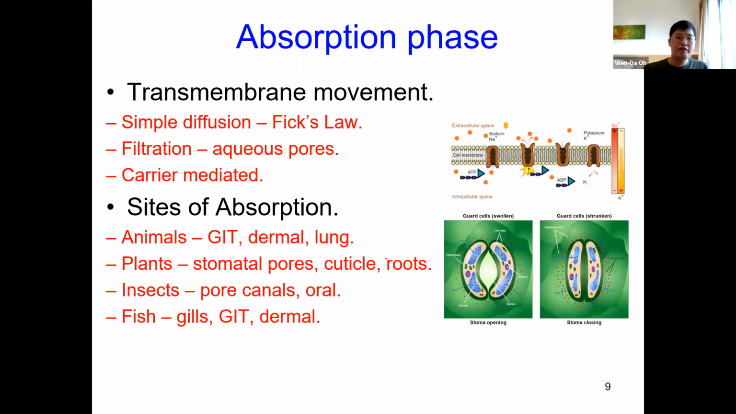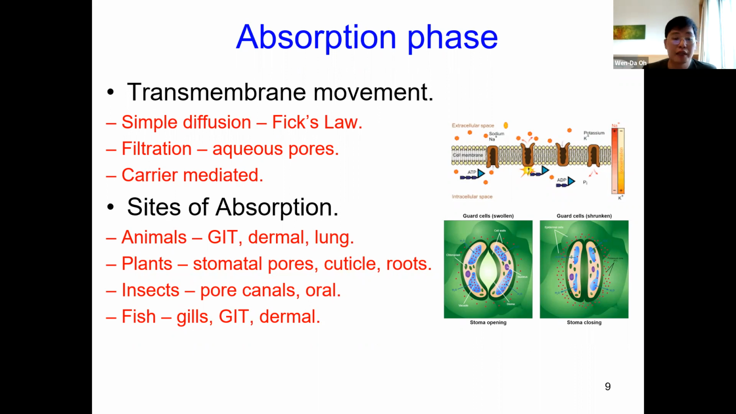So in the absorption phase, transmembrane movement follows a fixed law. It can also happen through filtration, which means through the aqueous pores. For example, you can have certain molecules being transported into your cell through these pores. These pores are specialized, designed to transport certain solutes or molecules in and out of the cell.